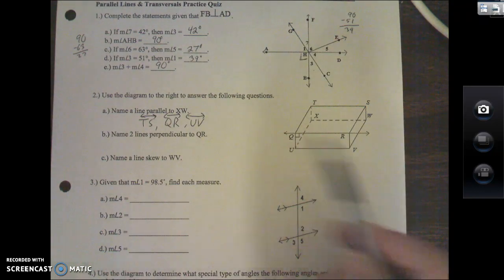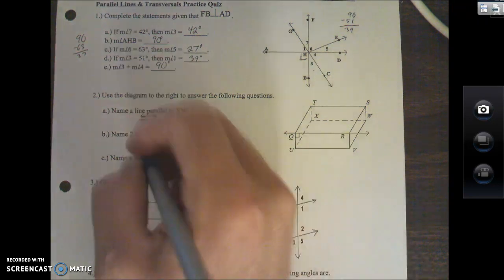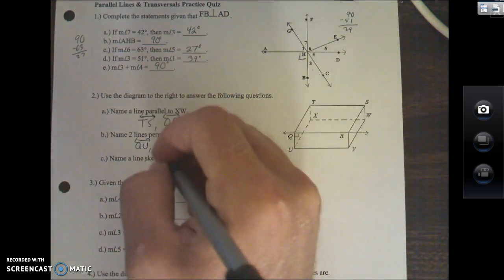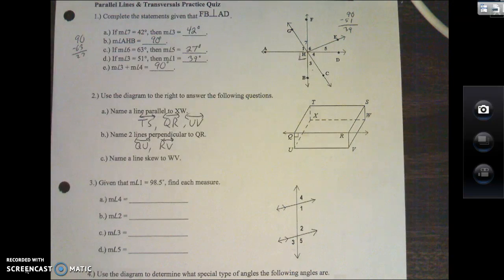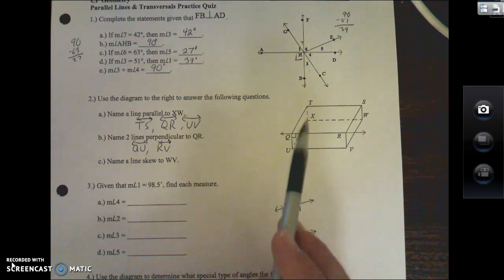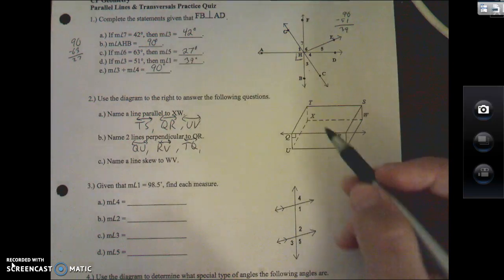Name 2 lines perpendicular to QR. Well, that means it's a line that hits it at 90 degrees. It actually kind of gives you the answer right here. You've got QU, and you've also got RV, which could possibly work. I know it just says name 2 lines, but just to give you guys the other ones as well, you could have also said TQ, and you could have said SR.